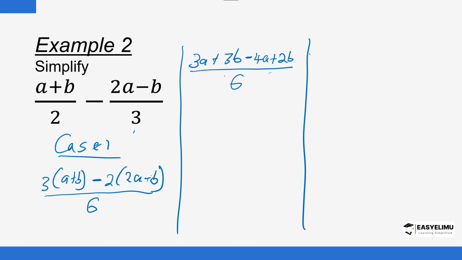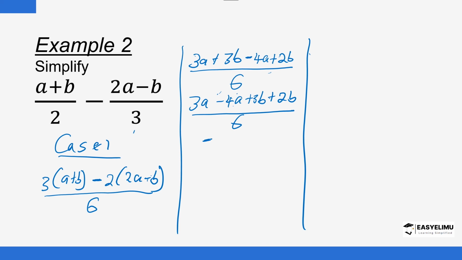Now you can collect like terms. So you have 3a minus 4a plus 3b plus 2b, everything is divided by 6. For this one, you see 4 is bigger compared to 3, so I'll subtract in the reverse. I'll subtract 3 from 4, but then I give it a minus.